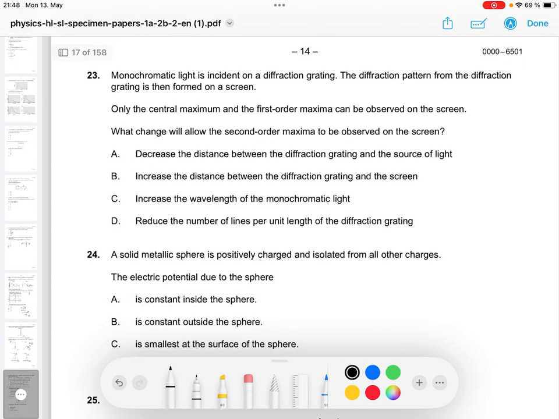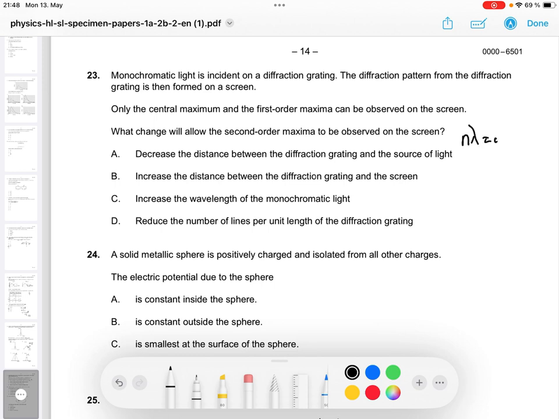Question 23 says monochromatic light is incident on a diffraction grating. The diffraction pattern from the diffraction grating is then formed on a screen. Only the central maximum and the first order maxima can be observed on the screen. What change will allow the second order maxima to be observed on the screen? So the equation for a diffraction grating is n lambda equals d sine theta, which is given in the data booklet, so you do not need to memorize it.